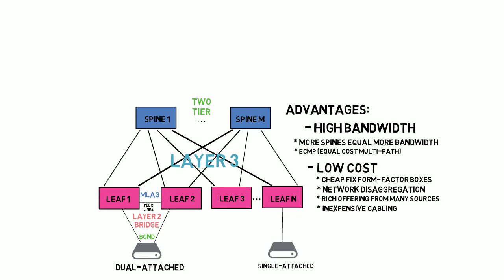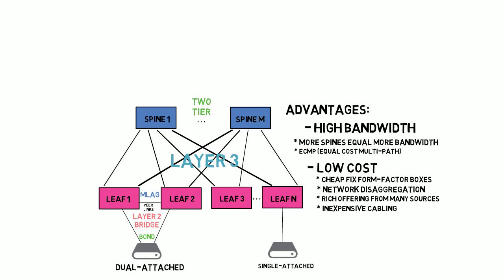In the case of singly attached, everything that's in a single rack, or only the leaf to which that server is attached, encompasses a single bridge, which means layer 2 is only between the server and the leaf, and after that, everything is layer 3.